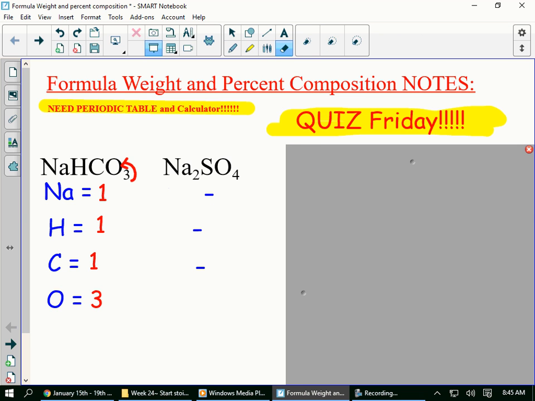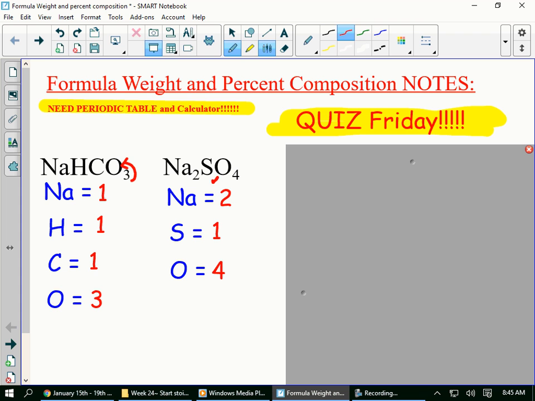All right, let's try this sodium sulfate, Na2SO4. What elements do you see? Sodium, sulfur, and oxygen. Very good. How many sodiums? 2. Sulfurs? 1. Very good. And oxygens? 4. Remember that this does not have a subscript around them, so you only have 1.